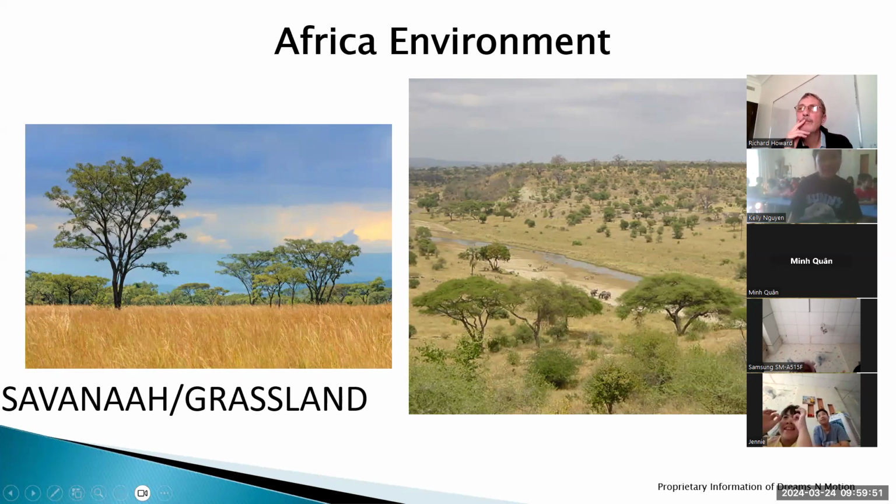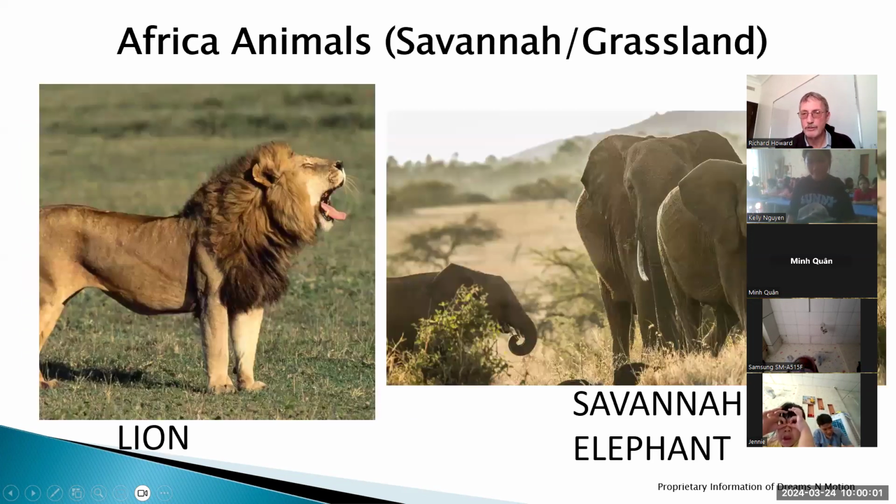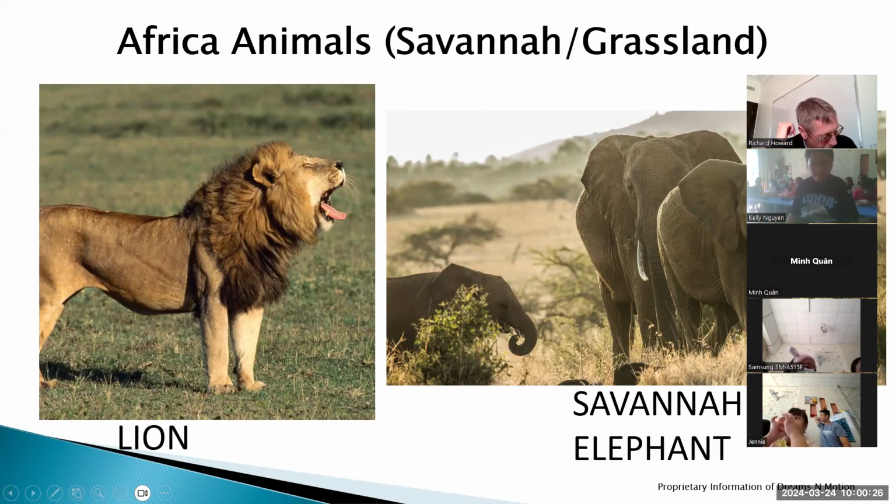In grassland, I think there's an ostrich, tiger, and rhino. Okay, good, good. So let's talk. One of the ones you said was lion. So yes, we see a lot of the lions that live in the grassland. Why would they live there? Do you know why? I think that maybe the atmosphere there is good for them.